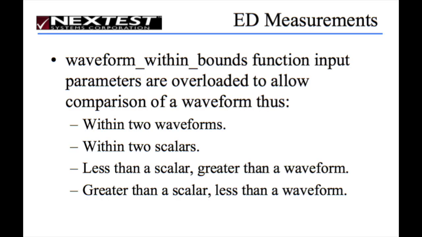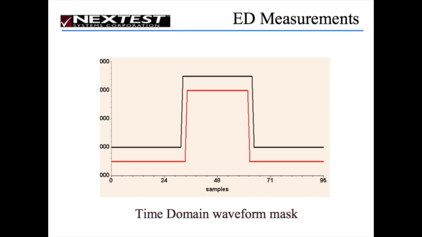So the waveform within bounds function's input parameters are overloaded to allow comparison of a waveform within 2 waveforms, within 2 scalars, less than a scalar or greater than a waveform, greater than a scalar, and less than a waveform. So here's an example of a mask. This is the kind of thing that you would do with Analog Devices or various other companies, Broadcom. You've got a pulse coming along. You want to make sure that the pulse is high quality, doesn't have too much overshoot, too much undershoot, etc. So you can validate that the pulse fits within this mask, okay? And you're going to say, whoa, what if it's not properly aligned? Well, you can take care of that.